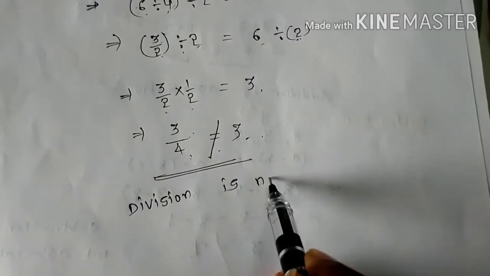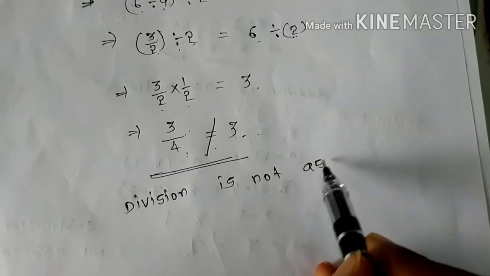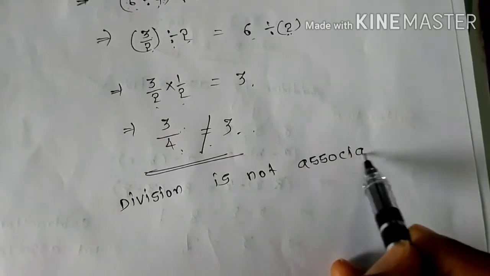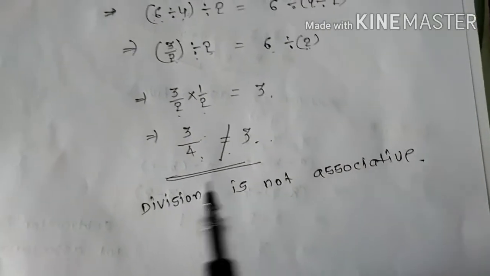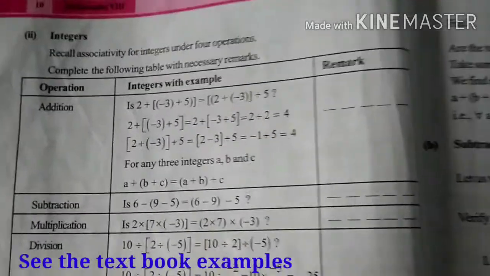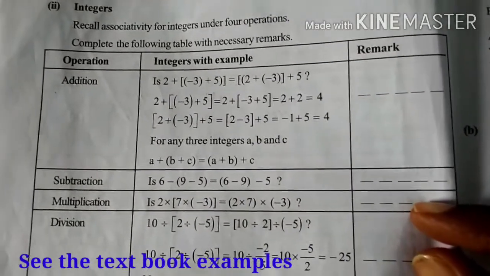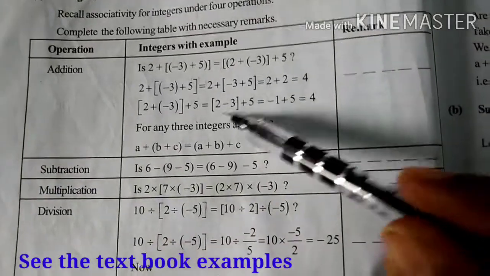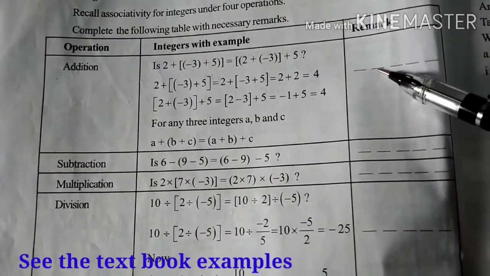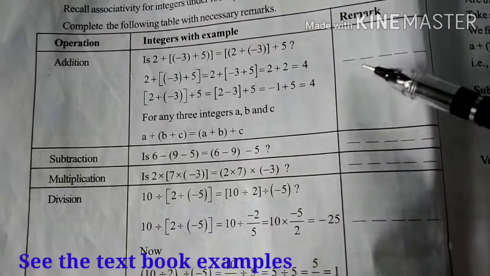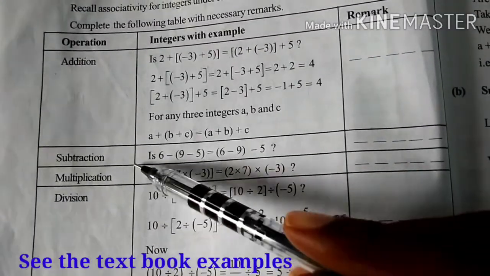So you can write simply, division is not associative. In the similar way, you need to check. I did it for only whole numbers. You can see here integers also. You can see for integers addition is associative. For integers and rational numbers, next you can see here subtraction.